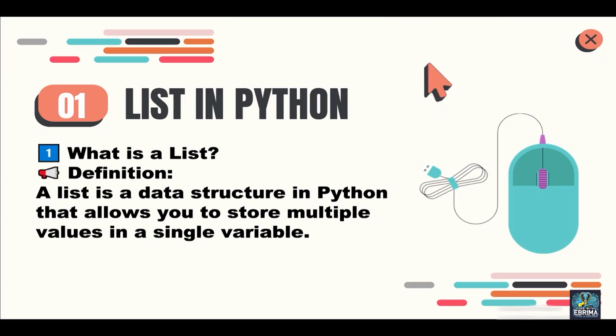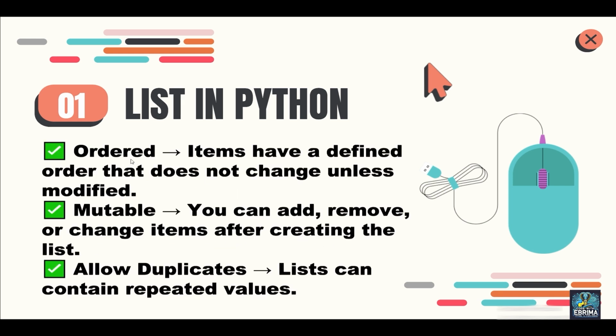All right, so now we are going to take a closer look at lists in Python. What is a list? By definition, a list is a data structure in Python that allows you to store multiple values in a single variable. Lists are ordered. This means items have a defined order that does not change unless they are modified. They are also mutable. This means you can add, remove, or change items after creating the list. Also, they allow duplicates. This means lists can contain repeated values.